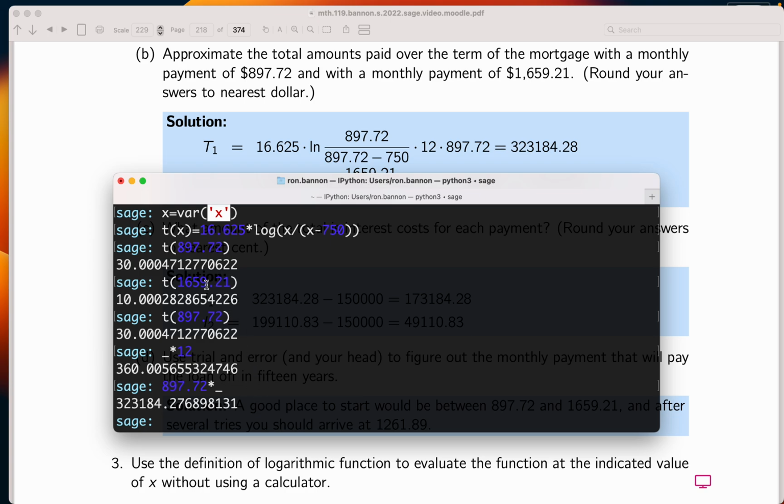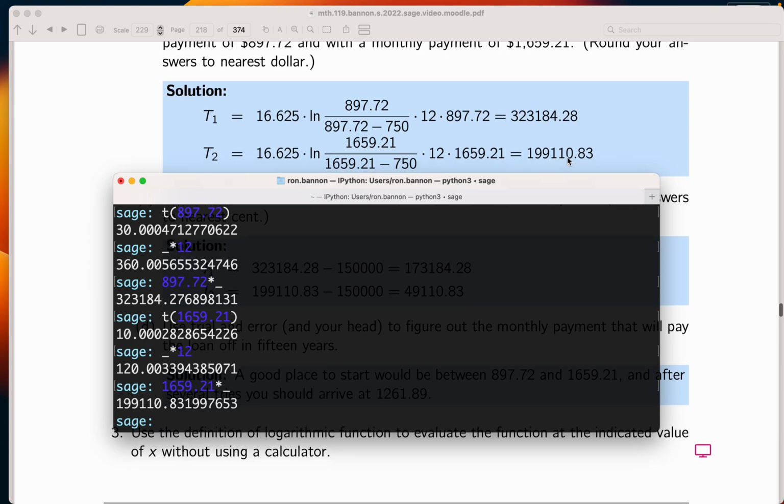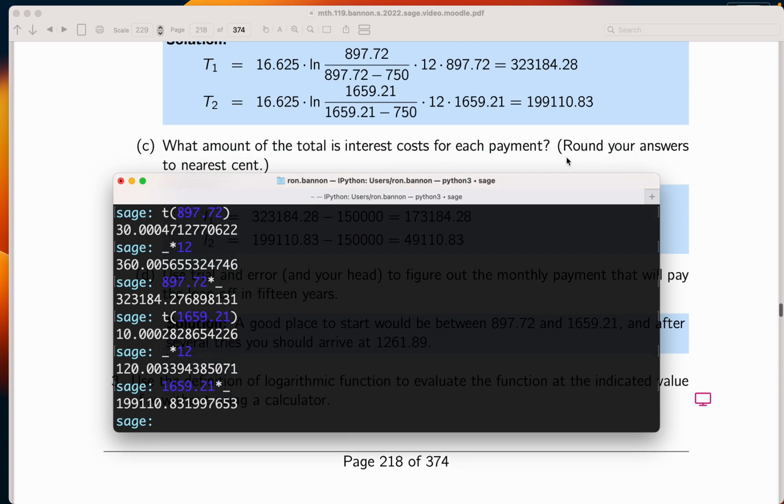All right, let's do it for the 1659 then. Okay, I'll put this over here. I'm going backwards through my work. All right, that's 10 years. I'm going to take that number and multiply it by 12, just like we did before. And then I'm going to take the amount that I'm paying, 1659.21, multiply it by the prior number, and we get 199,000. Let's take a look. And I'm seeing that number over here. Again, the computer's doing the computation for me.